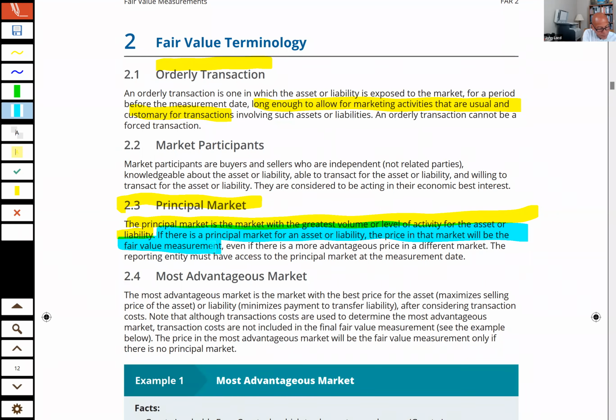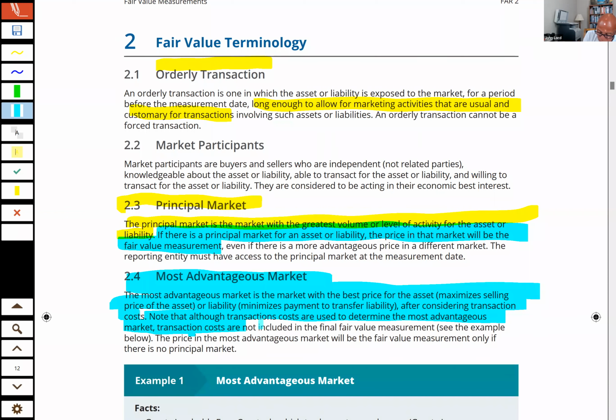Come down to most advantageous. The most advantageous market is the market with the best price for the asset or liability, after considering transaction costs. Note that although transaction costs are used to determine the most advantageous market, transaction costs are not included in the final fair value measurement. And we use the most advantageous market only if there is no principal market.